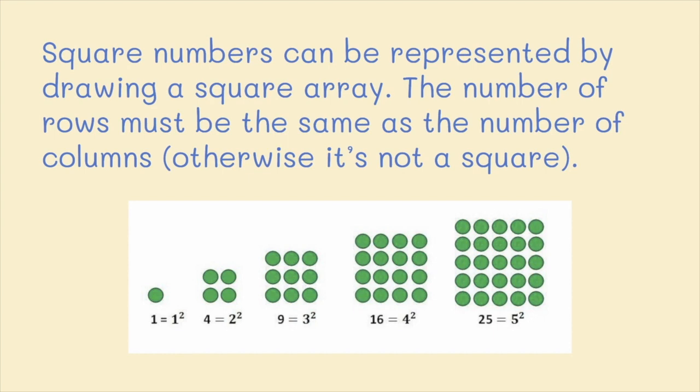You can see that 1 has just 1. 4 is 2 rows of 2, or 2 columns of 2. Altogether there are 4 circles, so 4 is a square number. 9 has 3 rows of 3, or 9 dots altogether. 16 has 4 rows of 4, and 25 has 5 rows of 5.